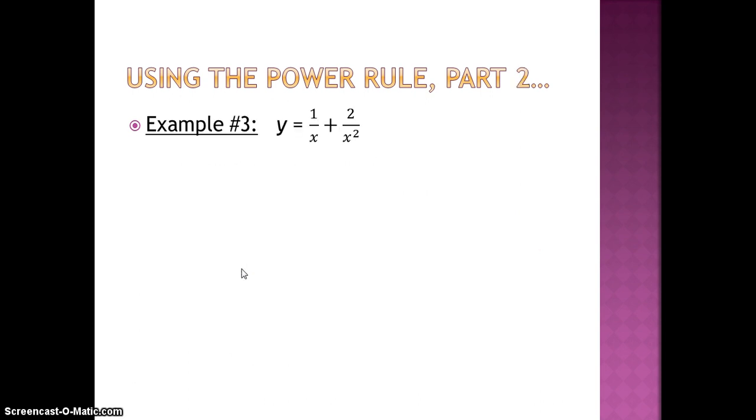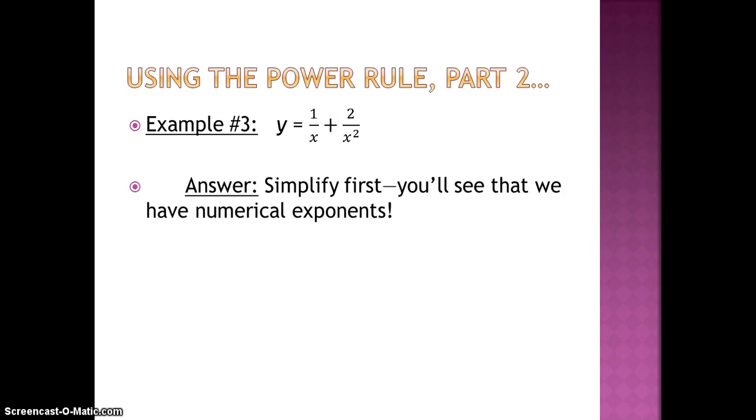Well, this example number 3 looks a little more challenging. I wonder if we have y is equal to 1 over x plus 2 over x squared. In order to use the power rule, we need to make sure that we simplify first. In this case, we notice that we do have numerical exponents, so we could rewrite our function as y equals x to the negative first plus 2x to the negative 2. You also need to be very careful in how you simplify. Notice that the 2 is in our numerator. Make sure that you take care not to put it in our denominator.